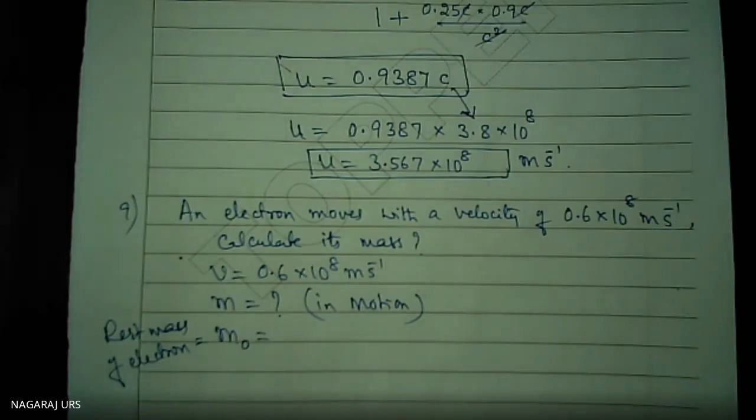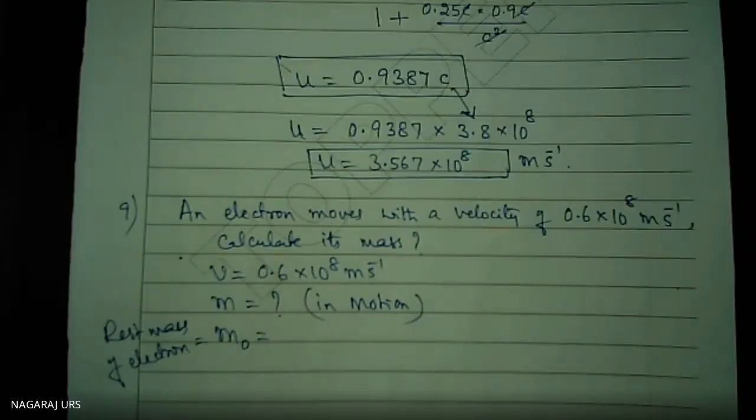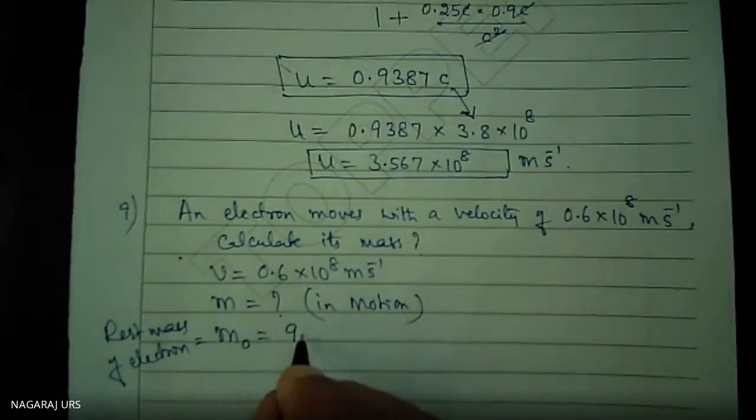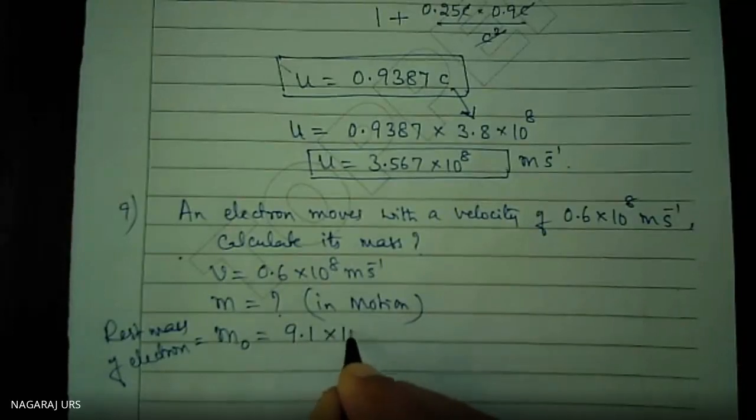Electron, is it having mass? Rigo, is it having mass? Yes, electron is having a mass. That rest mass of the electron is 9.1 times 10 to the power minus 31 kg.